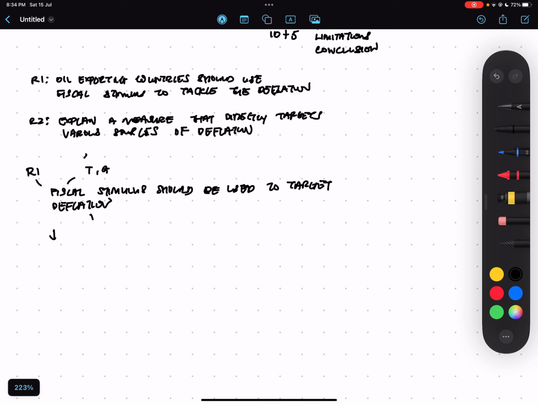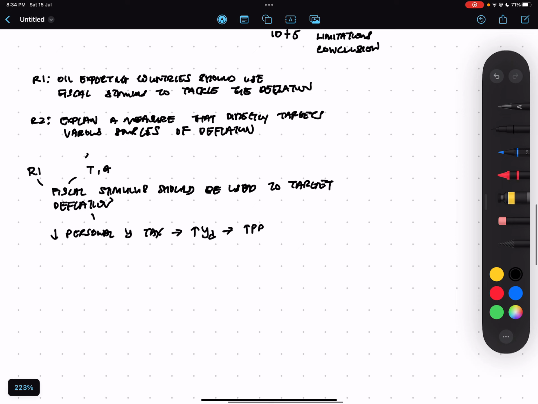So the first thing the government can do is to reduce personal income tax. So if they reduce personal income tax, then it increases disposable income. YD stands for disposable income. Then it increases purchasing power, and then it increases consumption. Yeah. The other tax the government can reduce is to reduce corporate taxes.